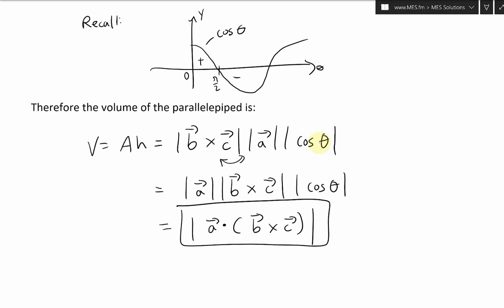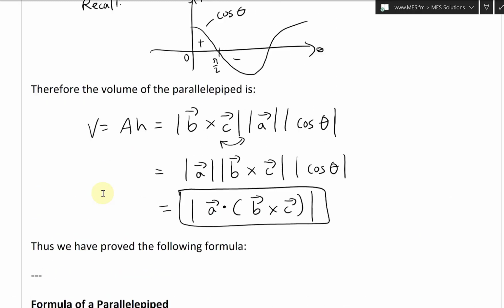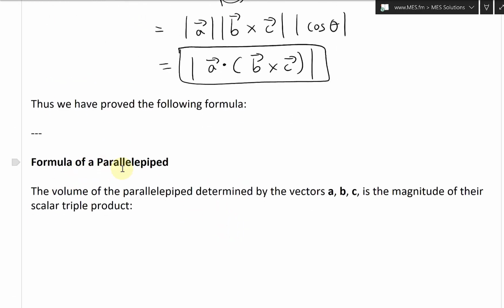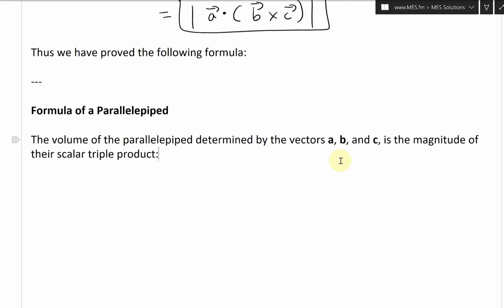And there's what we have. This is a triple product. So the triple product is the volume of the parallelepiped. All right, so thus we have proved the following formula. The volume of the parallelepiped determined by the vectors A, B, and C is the magnitude of their scalar triple product. That is, the volume is equal to the absolute value of A dot, B cross C. Absolutely fascinating stuff here.